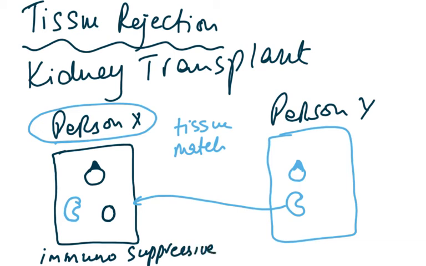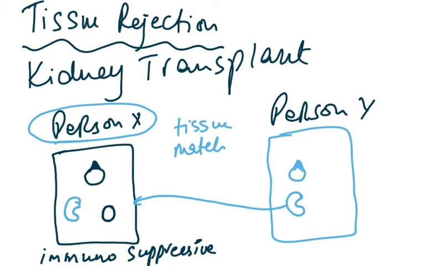So you have to balance out when to give them the immunosuppressive drugs, and when to stop them when they have an infection. So this is the important point of tissue rejection. Person X getting a kidney from person Y, and then the lymphocytes of person X making antibodies against the kidney and destroying it. That is called tissue rejection.